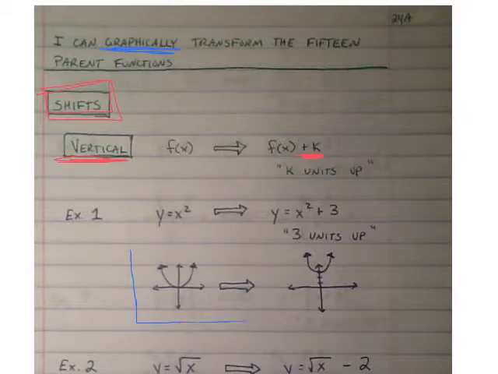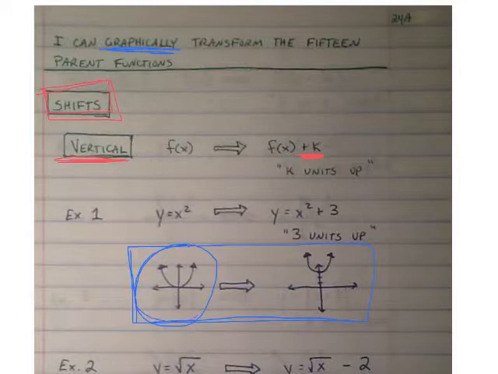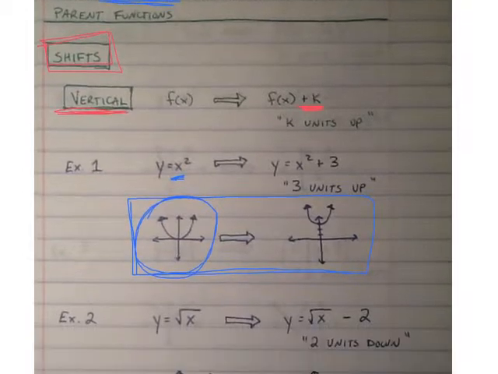For this particular skill, we should be really focused on being able to do this. You have to have your parent functions kind of memorized, because as soon as I say take x squared and shift it 3 units up, you're going to have to know how to graph x squared. I did a couple more examples of vertical transformations.